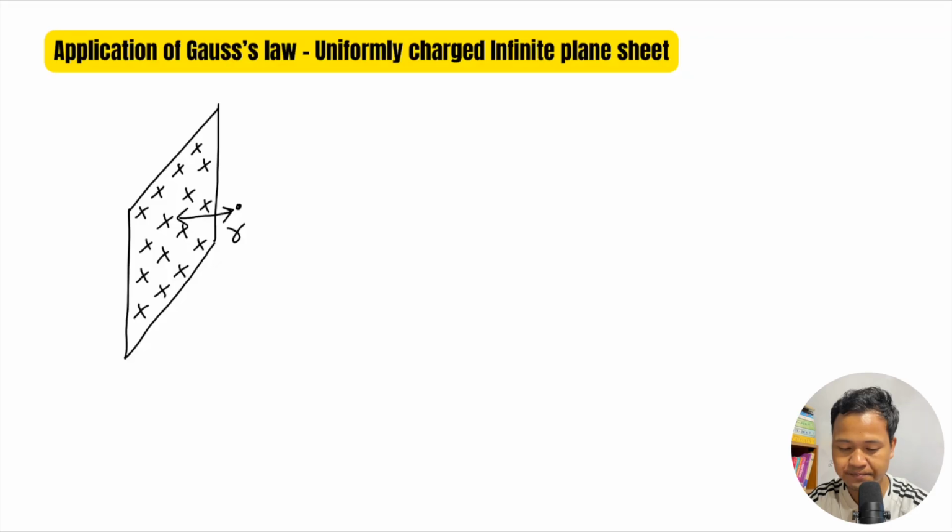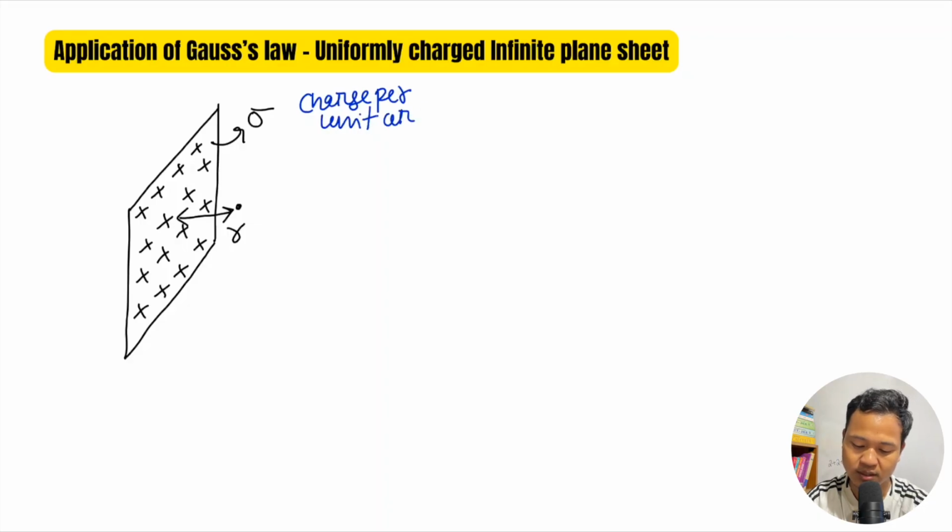Let's say here the charge distribution is sigma, the charge per unit area. We call this the surface charge density, where the charge is on the surface. The sheet is infinite in dimension, but we can calculate how much charge there is in 1 meter square. So per unit area, in 1 meter square, the charge is sigma.